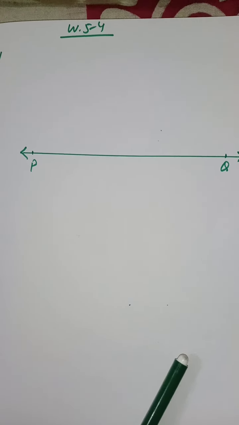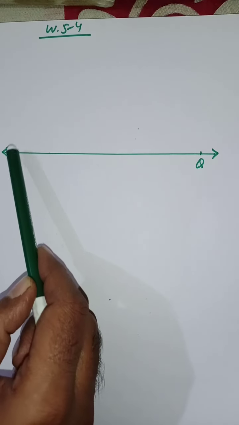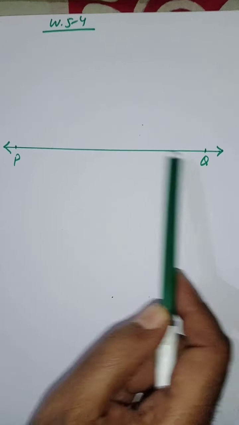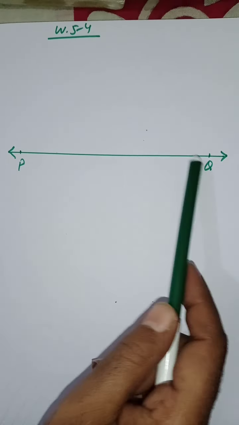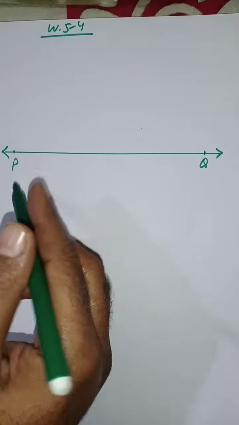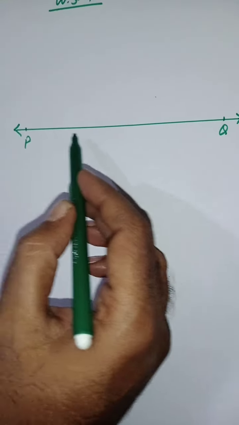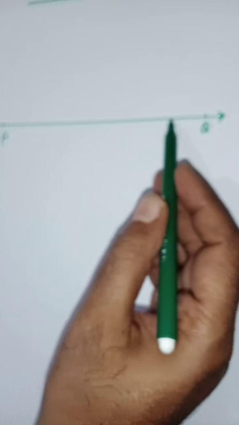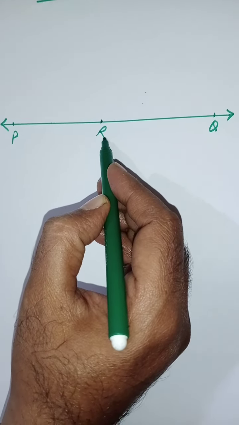Okay. See here. First of all, we will draw a line. He said line. Line means we will put the arrow here and take points P and Q on its both ends. And then he said take a point R on it. On it means we can take point R anywhere on the line. I have taken it here, point R.